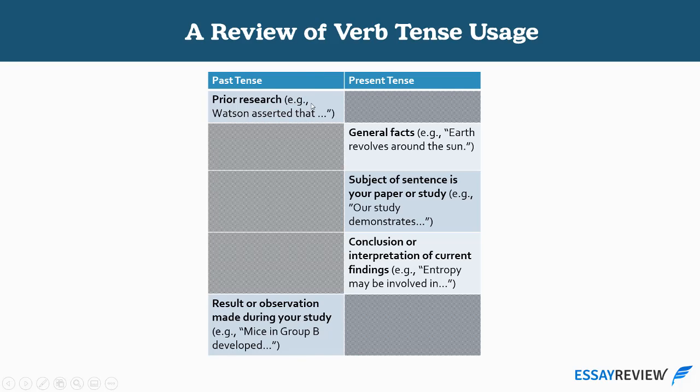So if you're referring to literature in MLA, I'm not sure if any of you use MLA, but you always use present tense. When you're referring to general facts, use present. When you're referring to the subject of your paper, use present. And again, I don't want to contradict myself, but "our study demonstrates" is you talking about what your study is doing now. You're saying, "we conducted this research," then you're talking about the action that you took in the study.